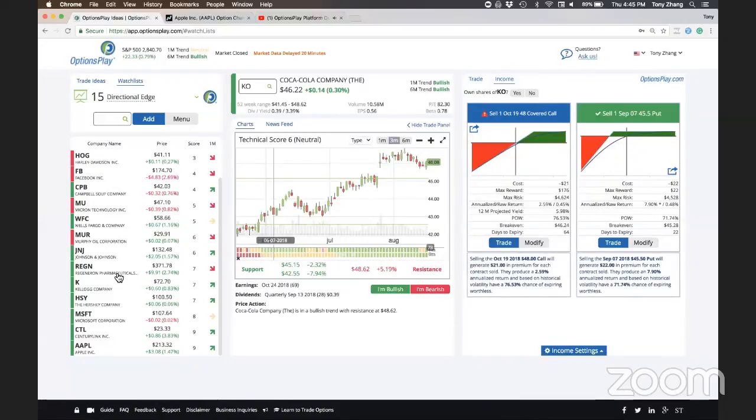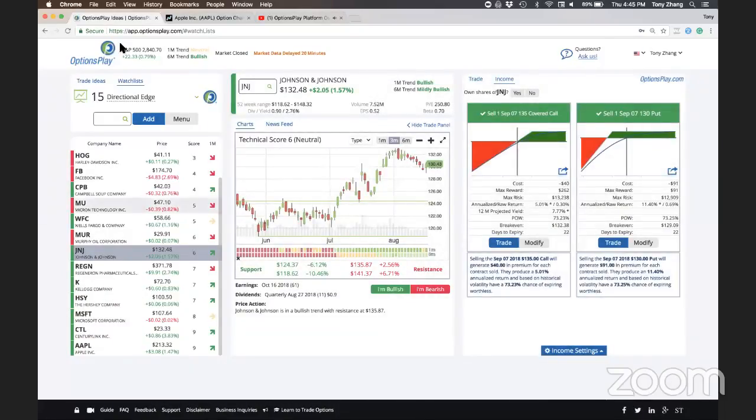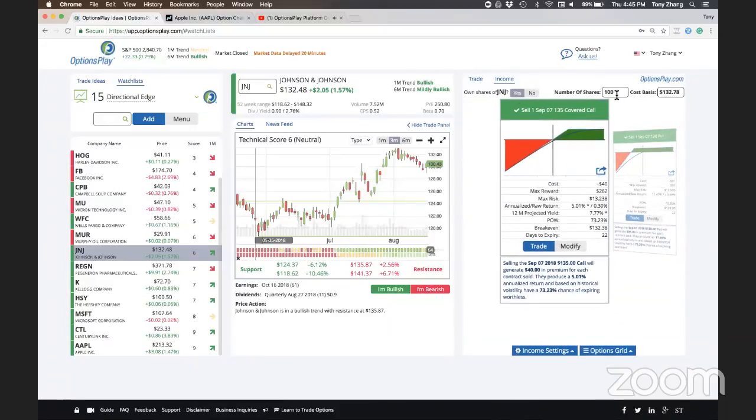And once I save this as default, for any symbol that I type in or click on from my watch list, I don't have to pull up a chain ever again. I instantly know exactly what my ideal starting point is for selling covered calls and short puts. I can even type in how many shares of Johnson & Johnson I own. So let's say I own 300 shares.